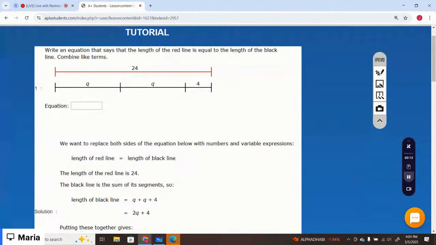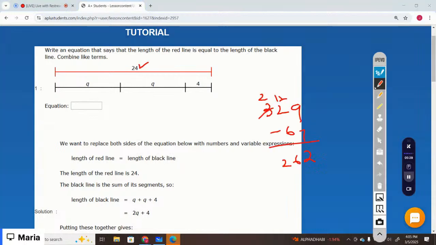Write an equation that says the length of the red line is equal to the length of the black line. Combine like terms. So we know that the length of the red line is equal to the length of the black line. You are given the length of the red line is 24. But the black line has segments: q, q, and 4. So you need to add them, that is q plus 4.